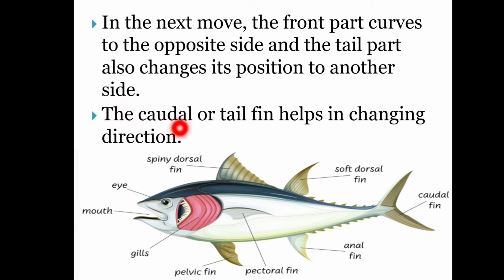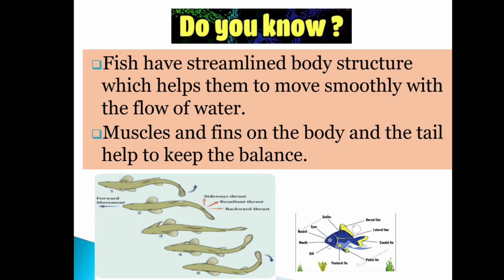So the caudal or tail fin helps in changing direction. Which helps in changing the direction? The tail only helps in changing the direction. It is called the caudal fin. Do you know, fish have a streamlined body structure which helps them to move smoothly with the flow of water. Muscles and fins on the body and the tail help to keep the balance.